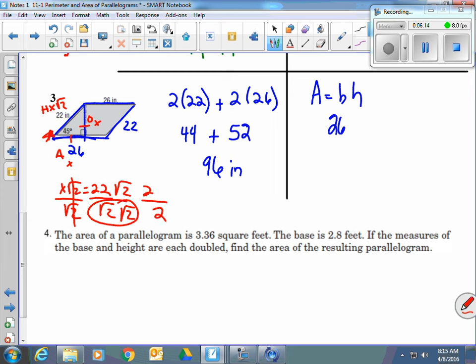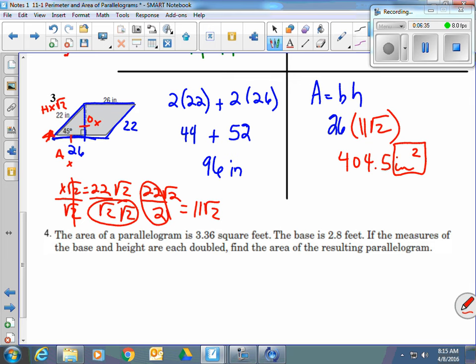That's a pair, so it becomes a 2. On the top I have 22 radical 2. These reduce down to be 11 radical 2. That would be my height. So it's 26 times 11 radical 2. You can also do trig, which is 404.5 inches squared. Remember, it's the inches squared, not the number squared, because if I squared 404.5, the number changes twice as big.